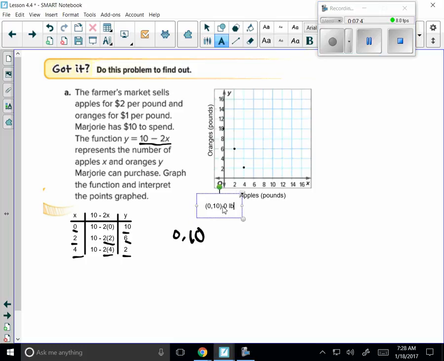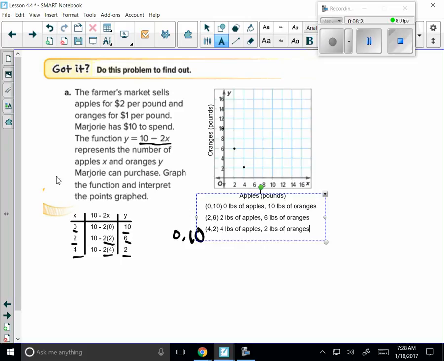I'm going to abbreviate pounds, LBS. But that means she can get 10 pounds of oranges. I know this because the y values represent oranges. Now if I go to my next point, which is (2, 6), that tells me she can get 2 pounds of apples and then only 6 pounds of oranges. And then this last point here, same kind of thing. I'm over at 4 and I went up to 2. That tells me she can get 4 pounds of apples and only 2 pounds of oranges.